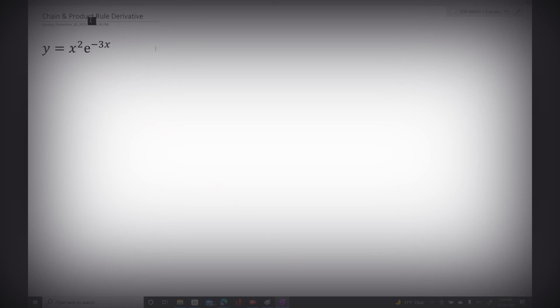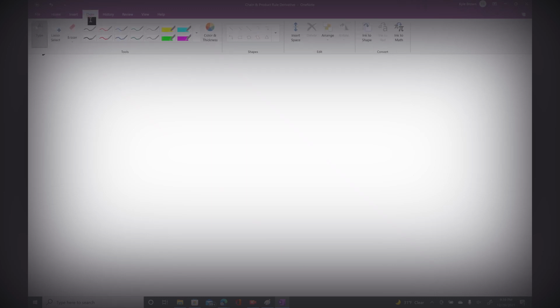So today we're going to be doing a little bit more of a complicated problem because there's multiple applications to it. But this is an example of a product rule and a chain rule, and we're going to find the derivative of it. So the first thing I'm going to do is identify my u and v terms. So I know this is an x squared, this is one term, and then this e to the negative 3x is its own term. So I'm going to call this u. I'm going to call this v.